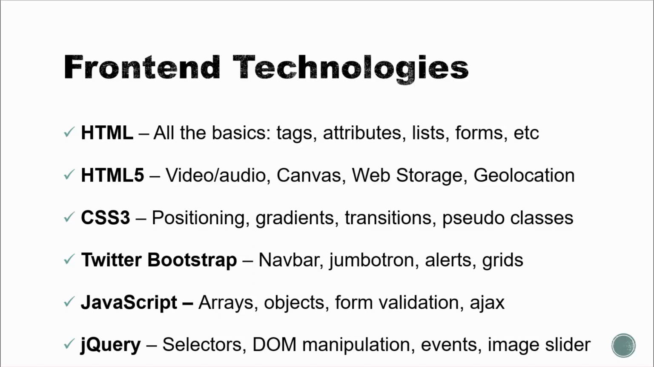Then we'll move to Twitter Bootstrap, which is a front-end HTML and CSS framework. We'll look at different components like the navbar, jumbotron, alerts. We'll look at the grid system, and we'll build a custom Bootstrap theme.